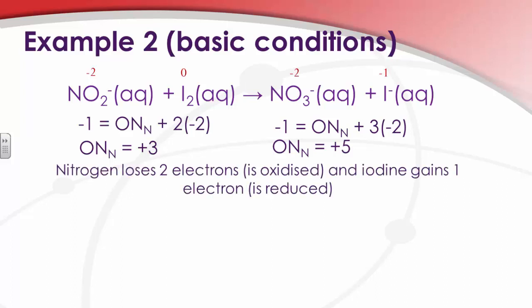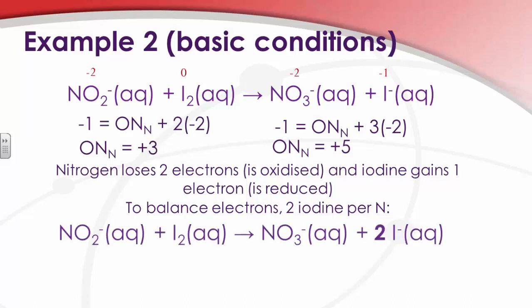Okay, now how many electrons? Well, each nitrogen loses 2 electrons, and each iodine gains 1 electron. So we obviously need a multiplier in here. So we have to make sure that there are 2 iodine atoms for each nitrogen atom. So we put a 2 on the right-hand side, and that balances our electrons.